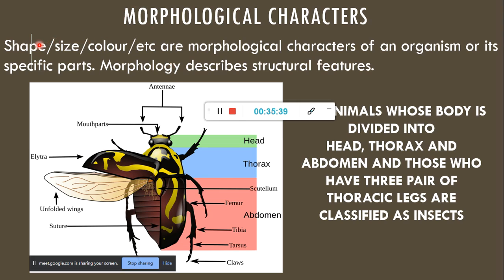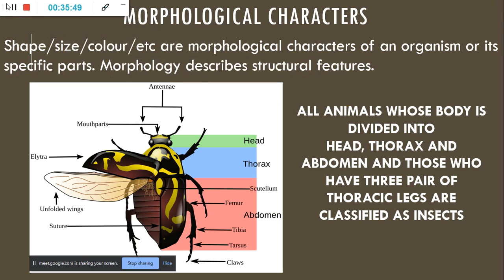Size, shape, color, etc. are morphological characters of an organism or its specific parts. Morphology describes structural features. For example, animals whose body is divided into head, thorax and abdomen. This is an insect here: the head, this blue part is the thorax, and this region is the abdomen. And those that have 3 pairs of thoracic legs are grouped into insects, class Insecta. So this is a morphological character.